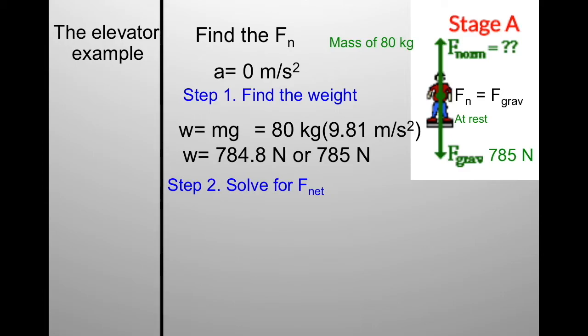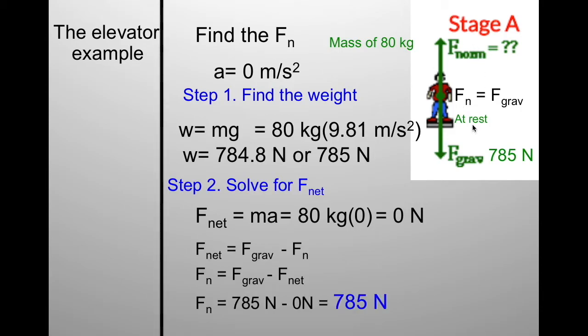We want to solve for the net force. In order to do that, we have to remember that force equals mass times acceleration. So let's figure this out. When we plug this in, we have 80 kilograms, which is the mass of Otis, times the acceleration, which is 0. So we actually have a net force of 0, which we already knew because Otis is just standing there in the elevator.